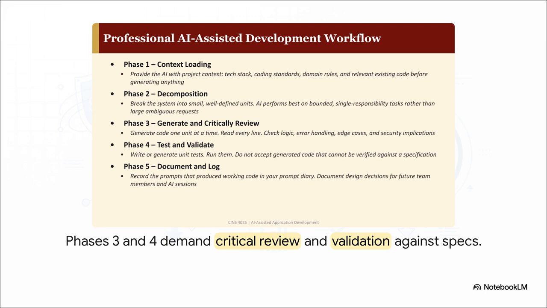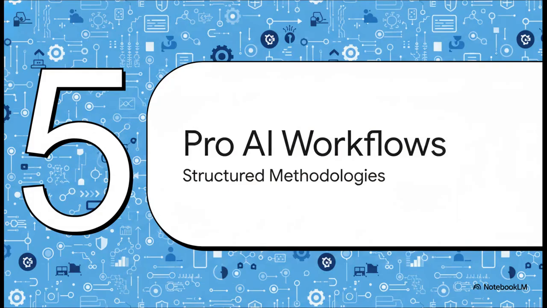It kicks off with context loading and decomposition, but I want you to pay special attention to Phase 3, generate and critically review. This means you are generating code 1 unit at a time and manually checking for security implications as you go. Then, right after that, is Phase 4, test and validate. The golden rule here? Do not accept generated code that cannot be verified against a strict specification and passing unit tests. Period.